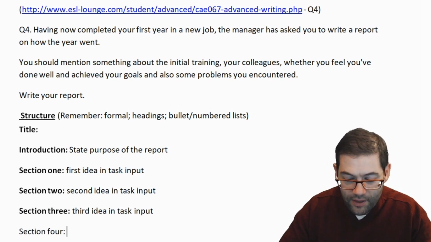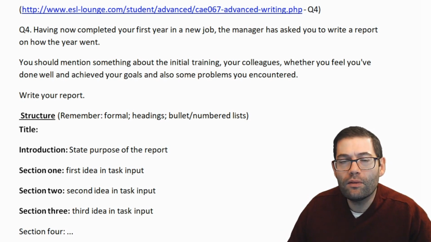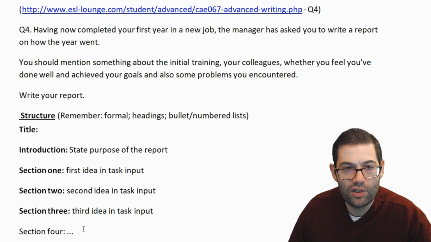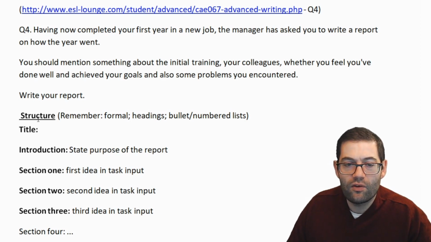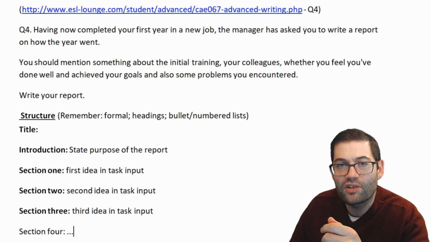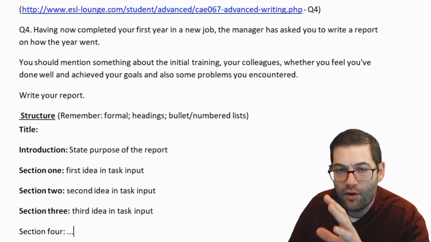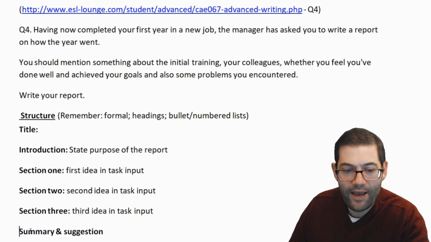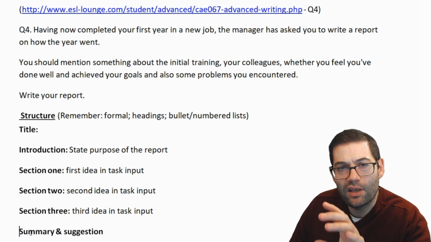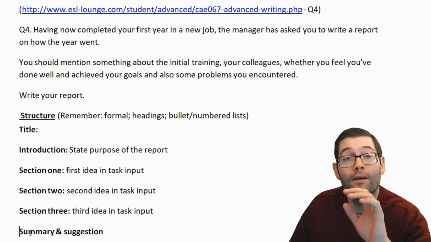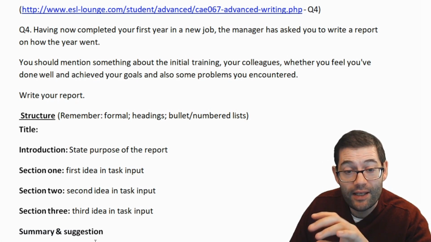Section 4. Now, the one possible issue that you've got with this is the amount of words that you've got to use. I think it's 220 to 260 for the CAE. If you're going to write the introduction, the section 1, 2, 3, 4, summary and suggestion, chances are you're going to blow your word limit. So think carefully about how you're going to manage the things you've got to talk about, and 4 is a lot of things to talk about, within the word limit that you've got.